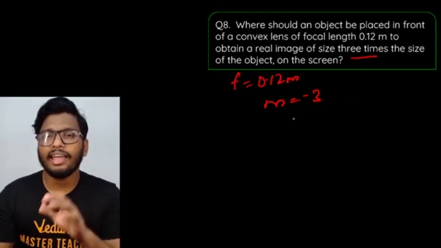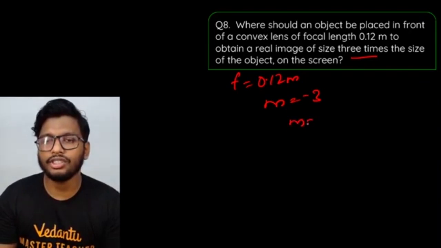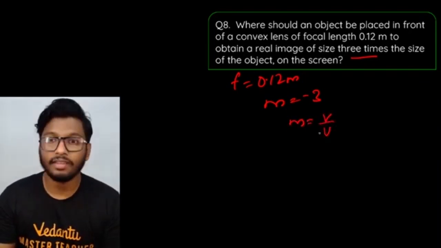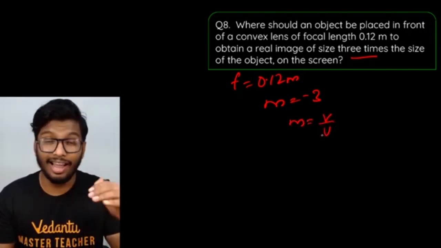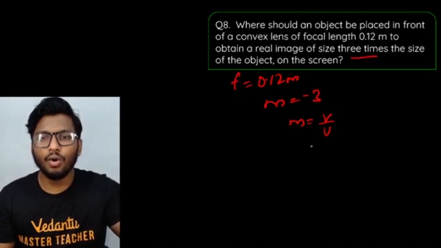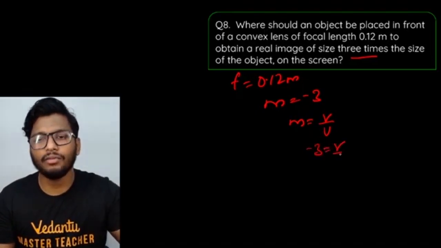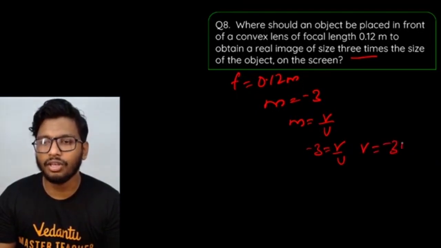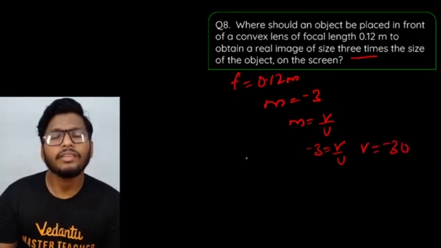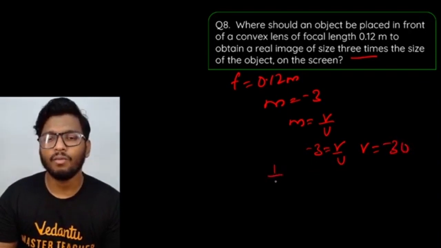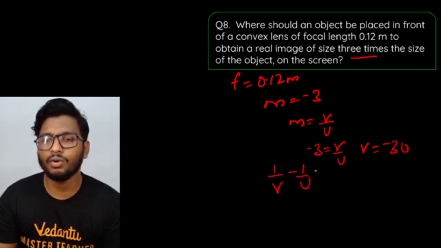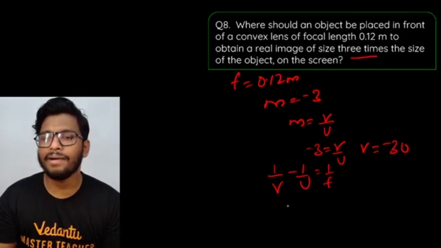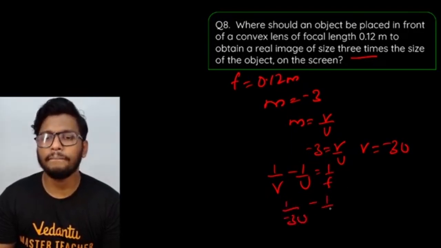Now, I know that magnification is equal to V by U. I do not know the value of U, nor the value of V. So minus 3 is equal to V by U. So V is equal to minus 3U. Simple. Now, use the lens formula: 1 by V minus 1 by U is equal to 1 by F. 1 by V is 1 by minus 3U, I'm just substituting the value, minus 1 by U is equal to 1 by 0.12.